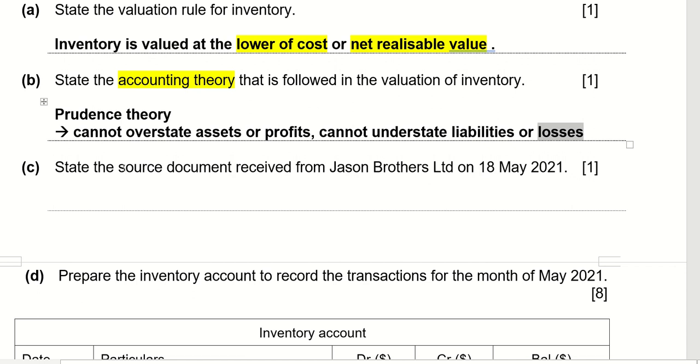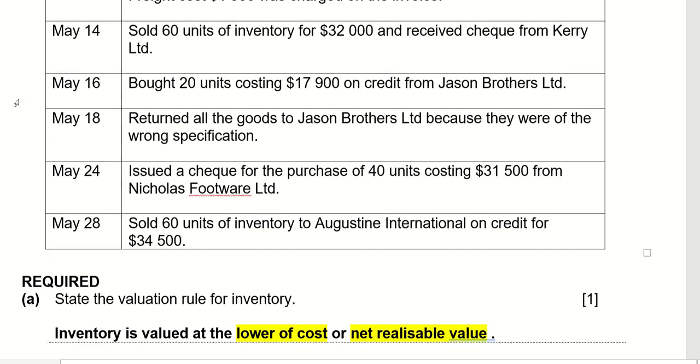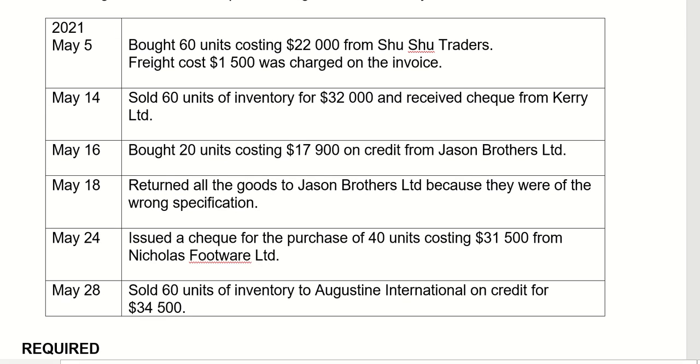Next, they want you to state the source document that you have received from Jason Brothers on 18th of May 2021. Let's see what happened on 18th of May. So basically, you bought some inventory from Jason Brothers on May the 16th. And on May the 18th, you returned all of the goods to Jason Brothers because they were of the wrong specification. Maybe you ordered green, but red arrived. We hate red, so we're going to return it to Jason Brothers.